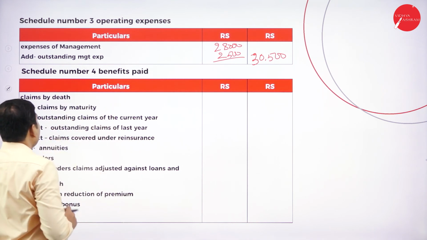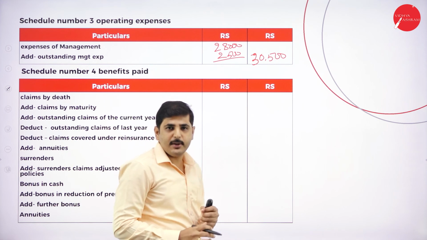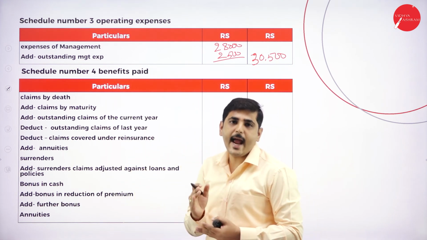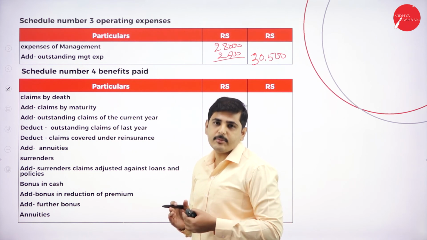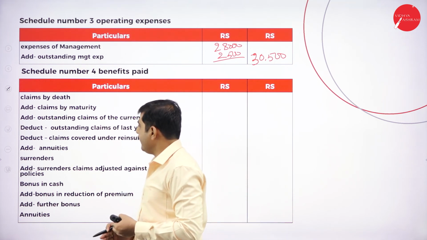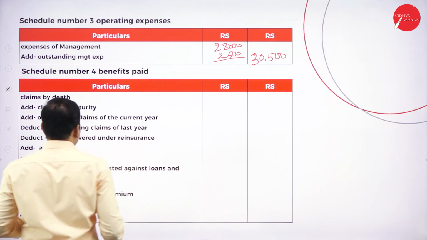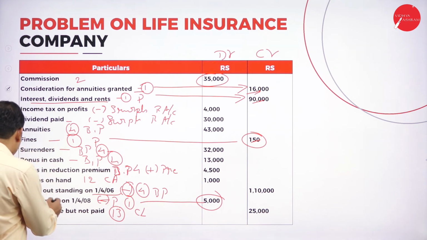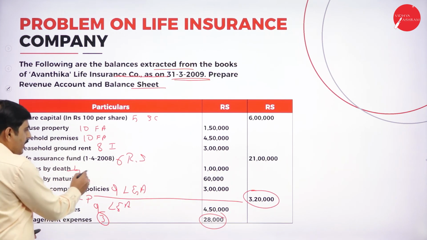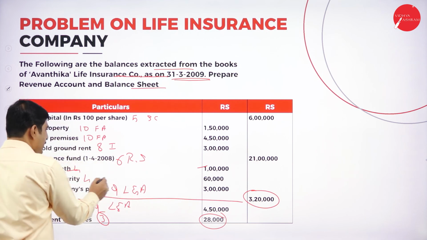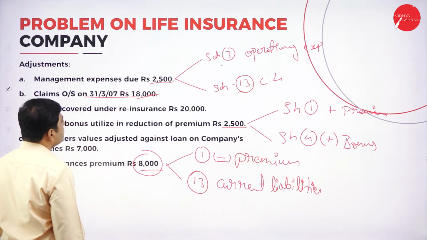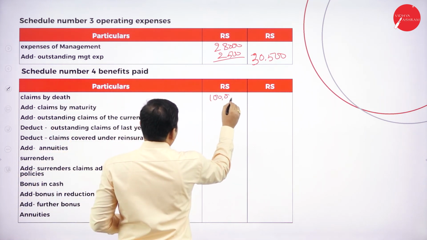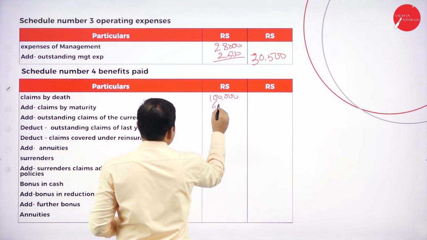Next one, schedule number 4, benefits paid. What items come under benefits paid? It may be claims, surrenders, bonus, or annuities. These 4 items come under benefits paid. Now coming to claims by death. Let's look at the question. Claims by death is 1 lakh. Again add claims by maturity, which is 60,000.